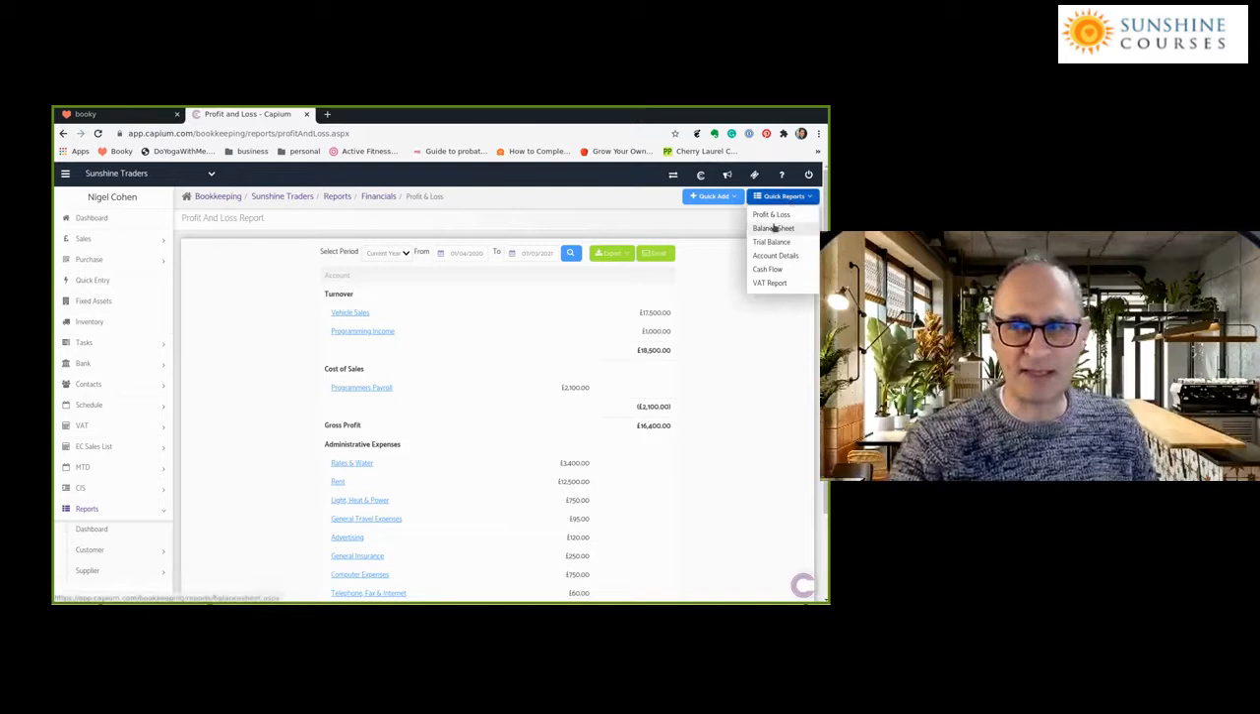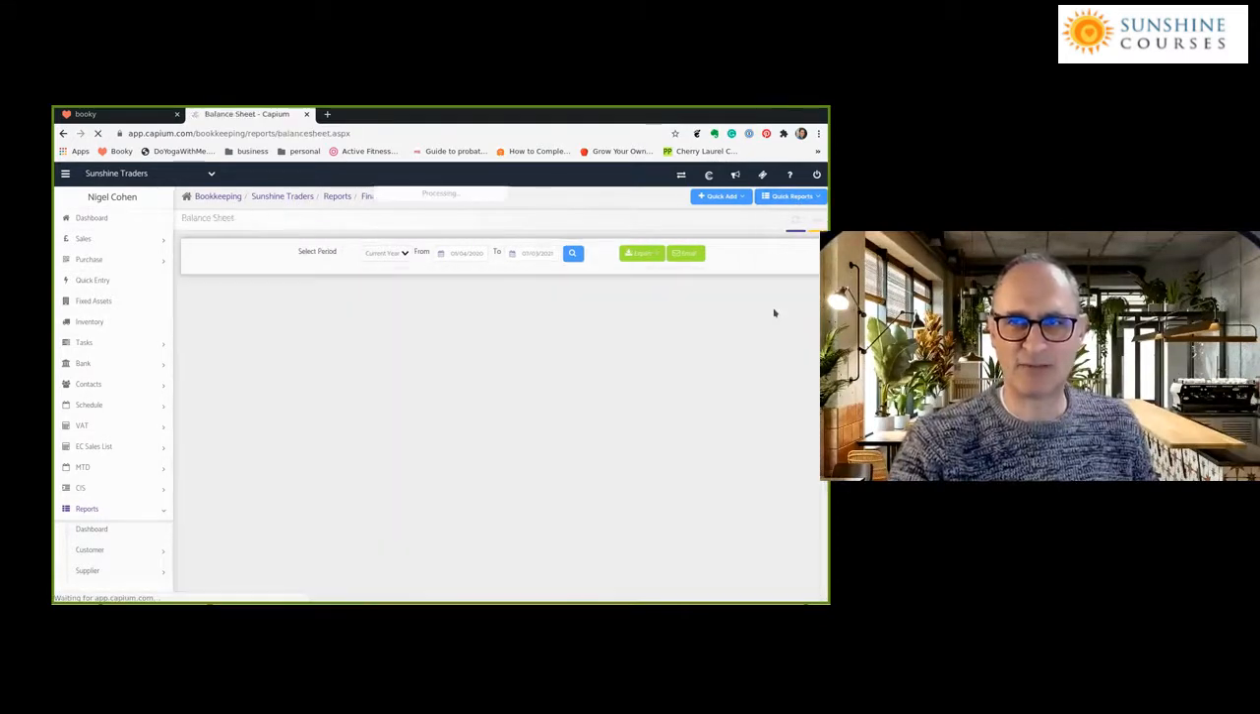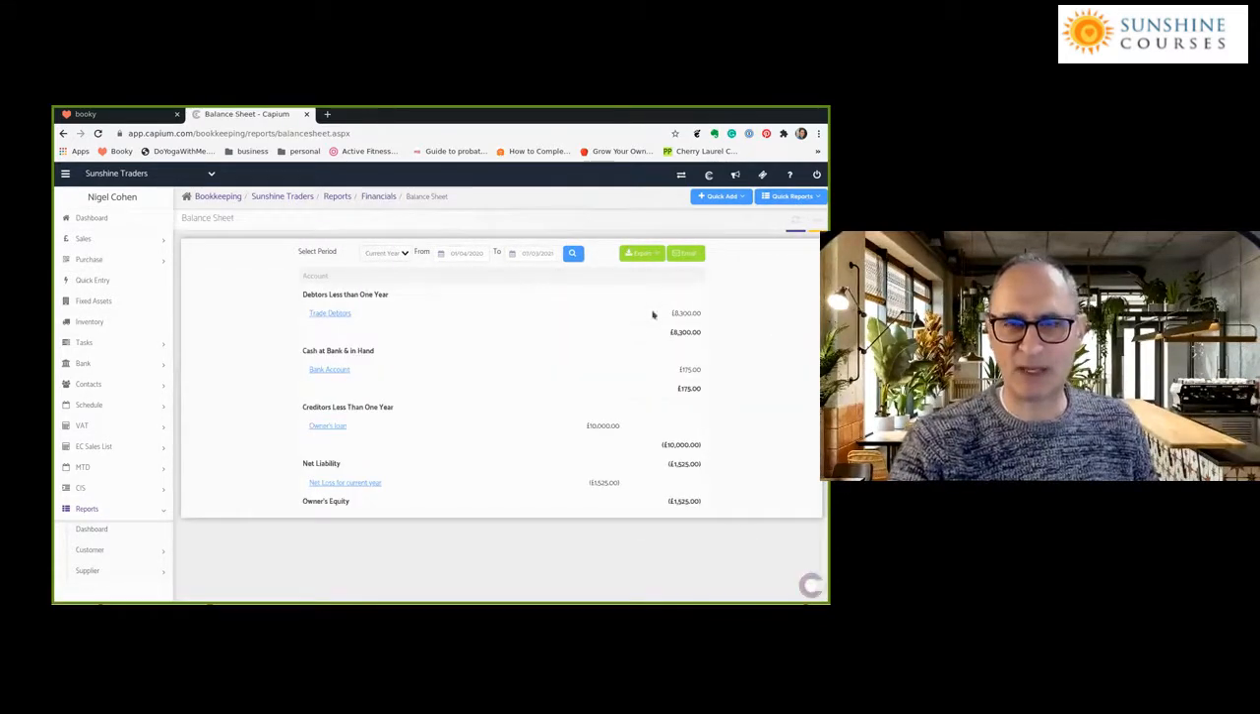What is affected is the balance sheet. So I'm now going to look at the balance sheet as at the 28th of February. Okay, so our trade debtors at the 28th of February are now £8,500. But look at our bank balance. Do you remember our bank balance was £10,000 overdrawn at one stage? Because we've received so much in, we've almost completely paid off our overdraft. And we've got debtors of £8,500.